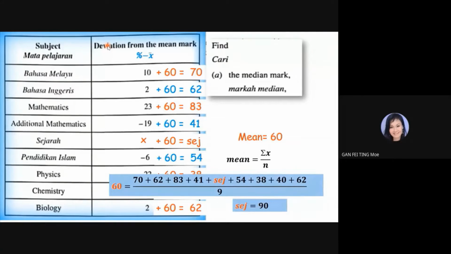Lots of candidates last year really complained, teacher, how to do this? I say, what do you understand about deviation from the mean? Then they can tell me. Then I say, why didn't you do it in the exam? Yeah, teacher, I couldn't think of that. Why couldn't they think of that? Because of exam stress.